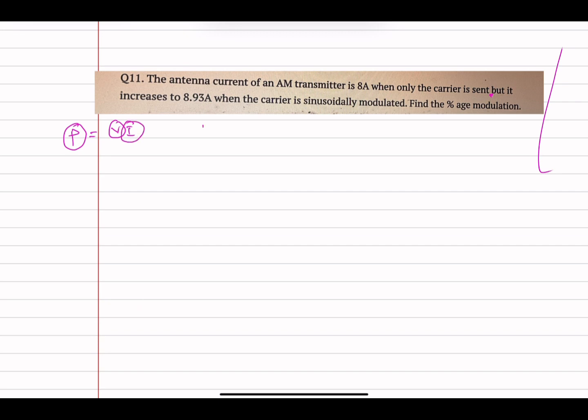So if I have a ratio of power 1 over power 2, it's equivalent to I1 over I2, and it's also equivalent to V1 over V2. So let's take note of this. Based on this, we are aware that we have a total power equal to the power of the carrier plus the power of the sidebands. If you have forgotten, please refer to my previous tutorial to refresh on it.